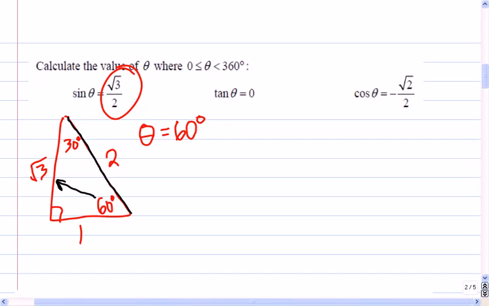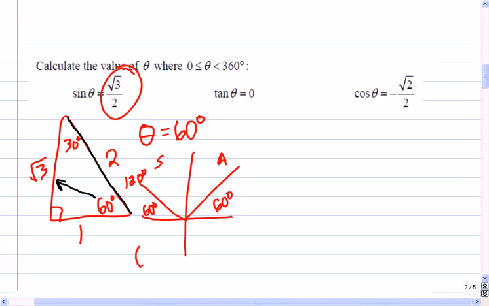Good. So this time we have to think a little bit further ahead. What we're going to do is we're going to look at our CAST rule. We're going to say this is positive. So I may have answers here or here because that's where the sine is positive. So there could be 2 answers, right? It could have been 60 degrees here, or it could have been the angle with 60 degrees as its reference, which is 120. So this has two answers, theta equals 60 or theta equals 120. So try tangent theta equals 0, and try cosine theta equals negative root 2 over 2.